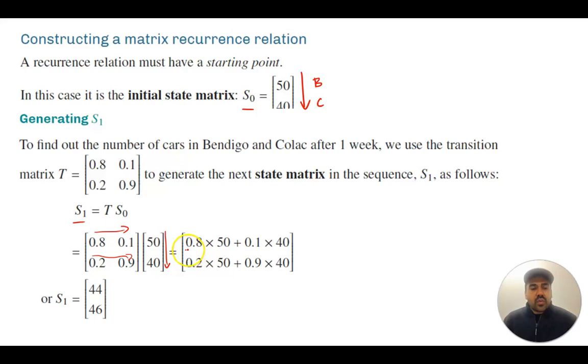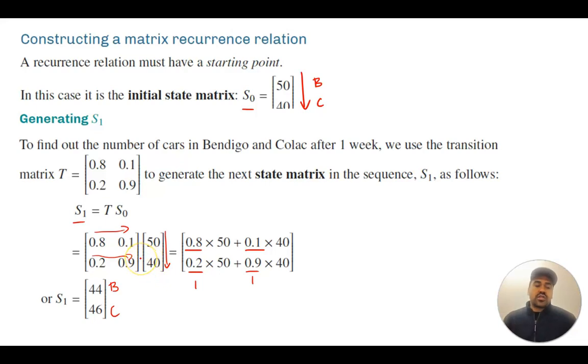And you'll notice that when you stack these up, this should equal 1, and this should equal 1, because this accounts for the 80% and the 20% of what's happening to the 50 that makes up the 100%, and then again the 10% and the 90% that makes up 40, which again adds up to the 100%. After 1 week, we will see that 44 cars will then be in Bendigo and 46 cars will be in Colac.